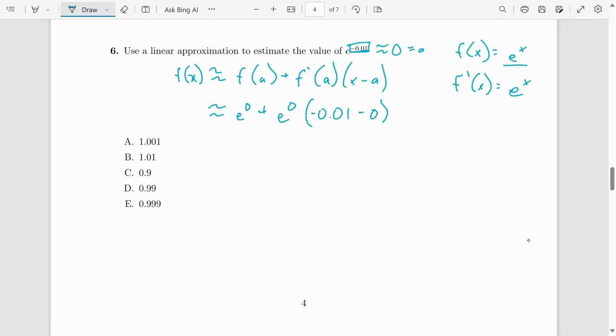So we have this, and now we just simplify. This approximately equals e to the 0 is 1, e to the 0 is 1 again, so this is going to be 1 plus the quantity of negative 0.01, and this approximately equals, 1 minus 0.01 is 0.99. Answer choice D.